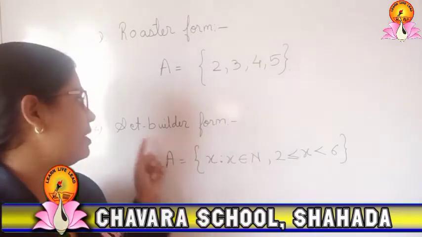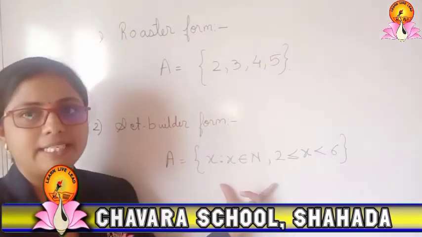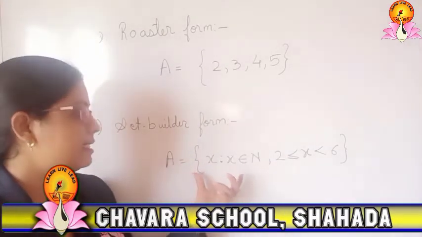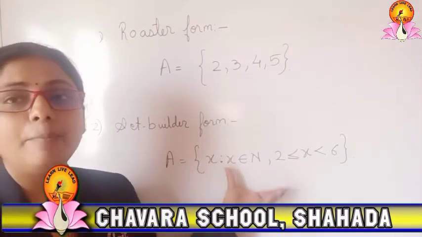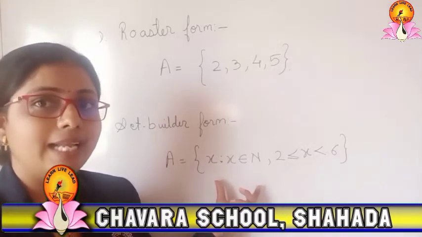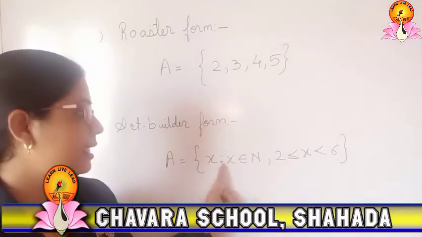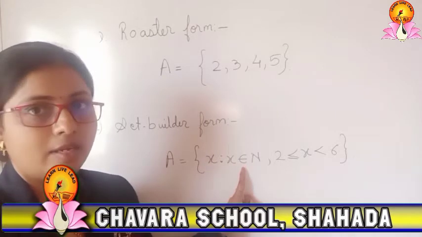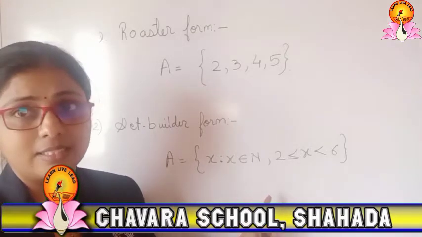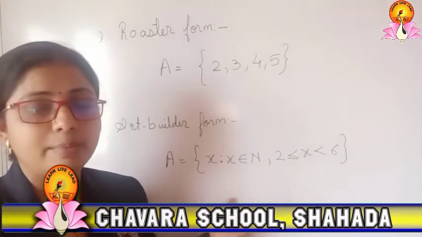The next one is set builder form. Set builder form means whatever the set is, it is built up, it is just represented with the help of some codes. Here in this you can see different codes, like the colon, then epsilon, then greater than or equal to, less than or equal to signs. If such signs are present in the set, that set is nothing but the set builder form.